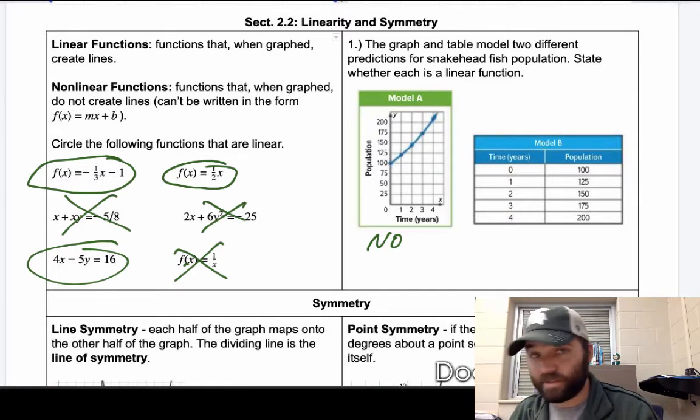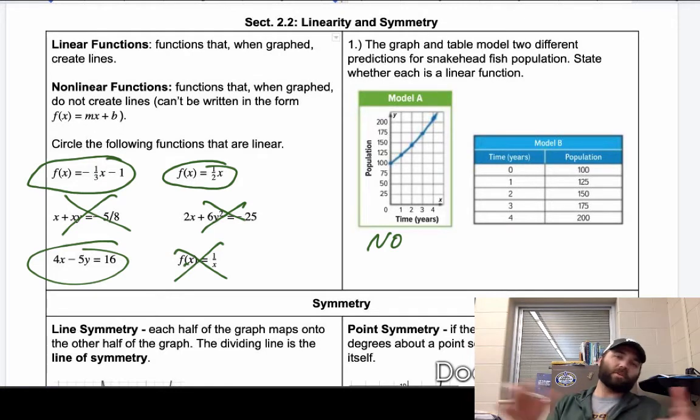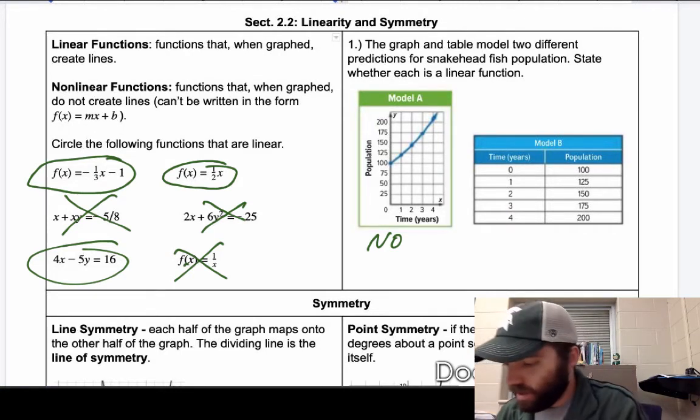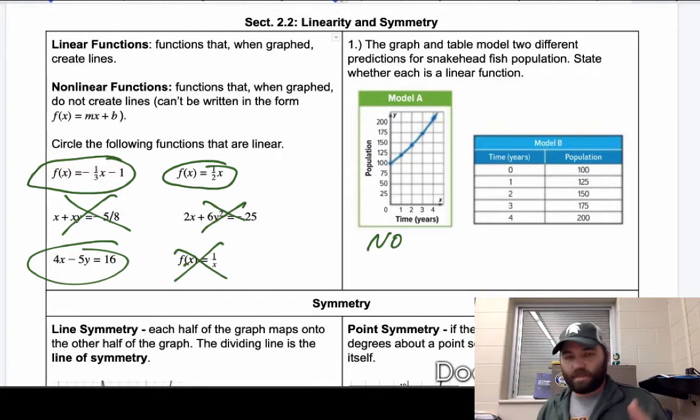So for model B, we just have a table of values. So we can't really look at it unless we graph the values. But we don't need to. Let me show you why. We've got time on the left. Every row goes up by 1 year.